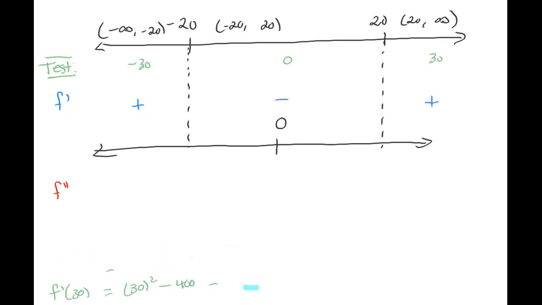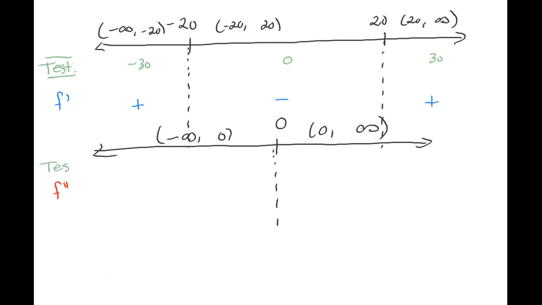Now I want to figure out whether the graph is concave up or down. I have 2 intervals that I've split the x-axis up into when it comes to concavity: negative infinity to 0 and 0 to infinity. Let's figure out, is the second derivative positive or negative in those intervals? So I'm going to test values. Maybe I'll test negative 20, the critical number, in this interval, and maybe 20 in this interval.